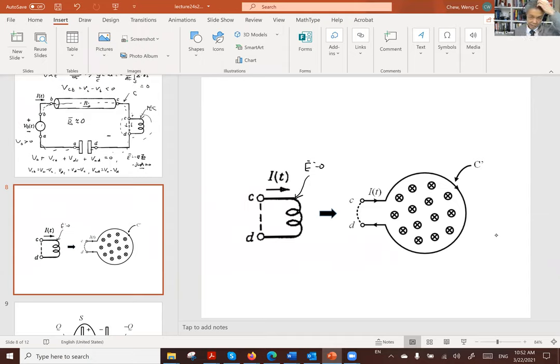And if you naively do E dot dl over, say, C to D, inside this loop, you will find that that is equal to zero. However, if you were to do the loop such that this loop is C prime, I'm going to define a loop C prime that goes like this. It goes from D to C. Okay, that is my C prime loop.